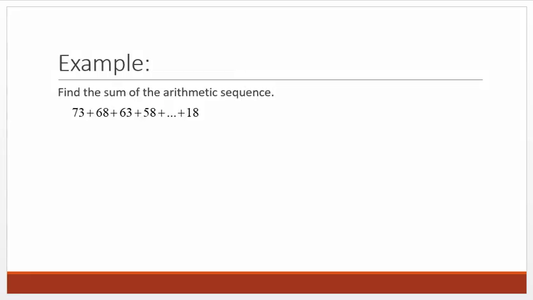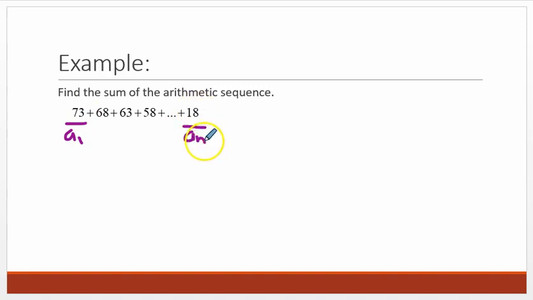So here's our first example where we're going to find the sum of the sequence that is 73, then 68, and 63, and 58, etc. Well, one of the first things you want to do is start labeling as much information as you can. Right here, I have my a sub 1 value. I know that the first term in the sequence is 73. Here, I know that the last term in my sequence is 18.